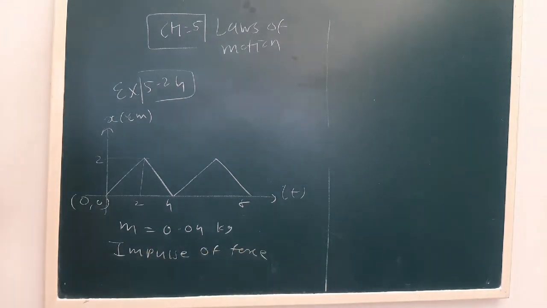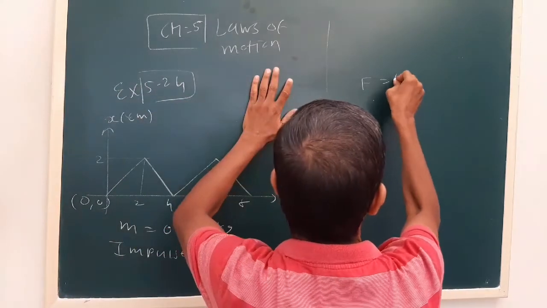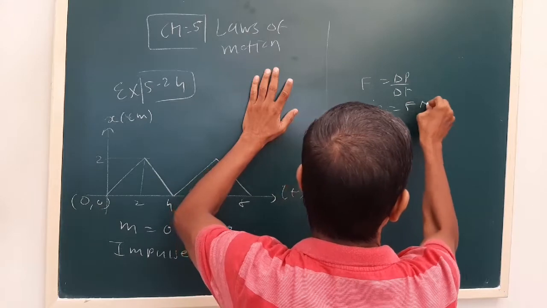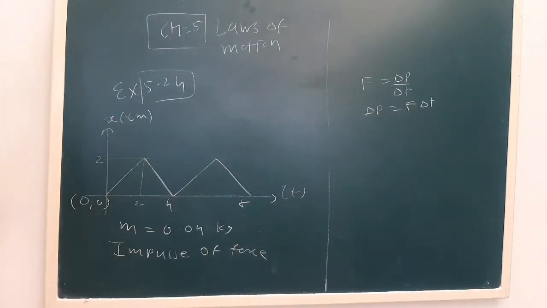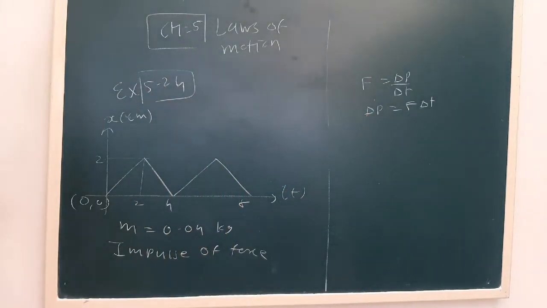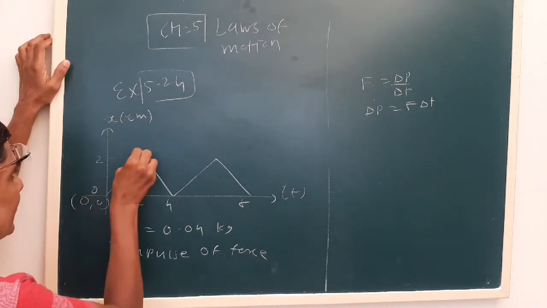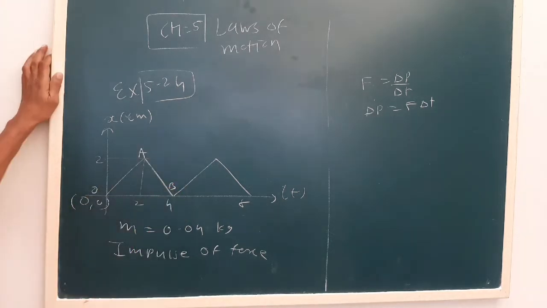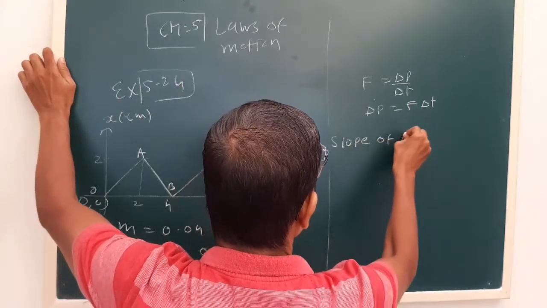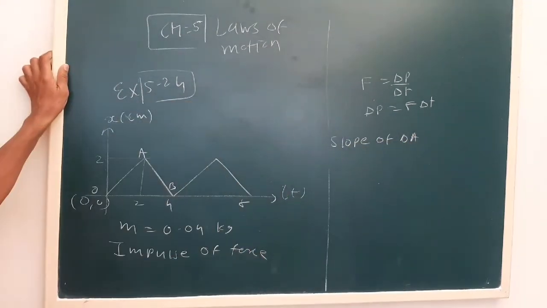Now the impulse of force relation: F is equal to delta P by delta T, so delta P is F delta T. The product of force into time gives the change in momentum. So you can say change in momentum will be equal to impulse of force. Here we can say it is like OAB. First we find the slope of OA, that will give the V1 value.